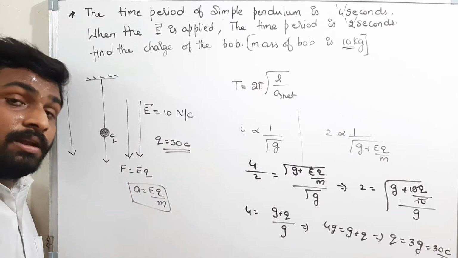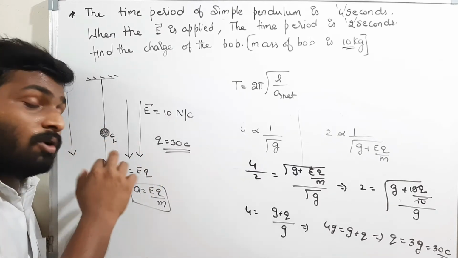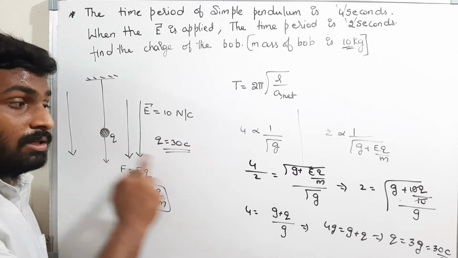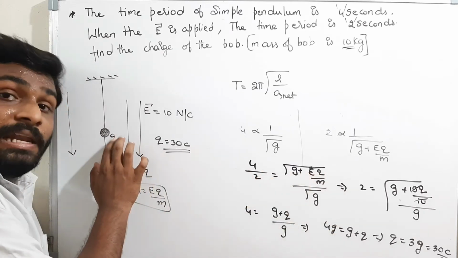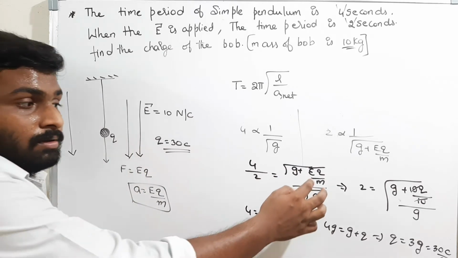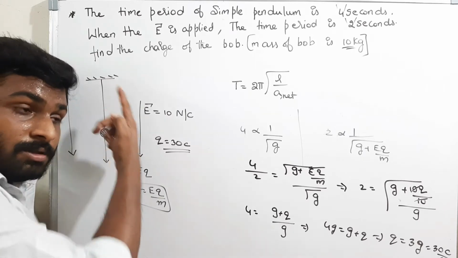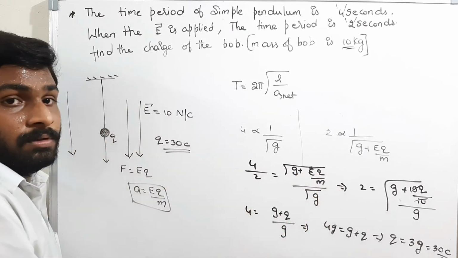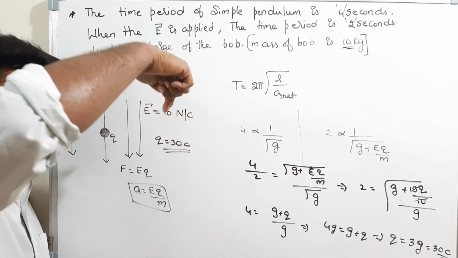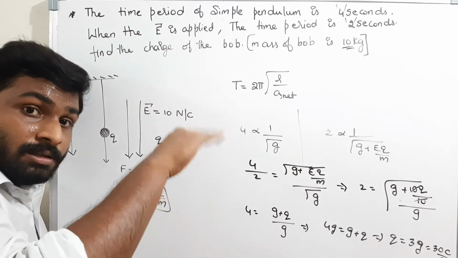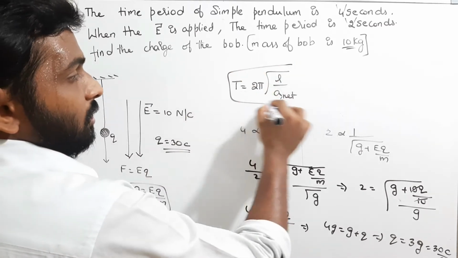See, whenever there is some electric field, then the net acceleration acting on the charged body will be different. It is now g plus Eq by m. This acceleration is due to the electric field. If the electric field is upwards, then it is g minus Eq by m. Then the time period will increase. But in this case, the electric field is downwards, therefore the time period is decreasing. Okay, I think this question is clear.